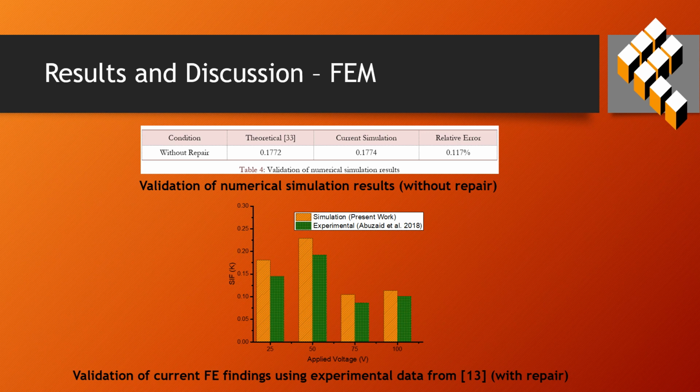Before proceeding to the results, we have checked how the simulation model is working. We validated it with existing work. For the first case, we used Tada's analytical method, and for the second case, we considered Abu Zaid's experimental work. When we compared, it is less than 10% relative error. Then we are confident that our model is correct, and we can proceed with the further study.